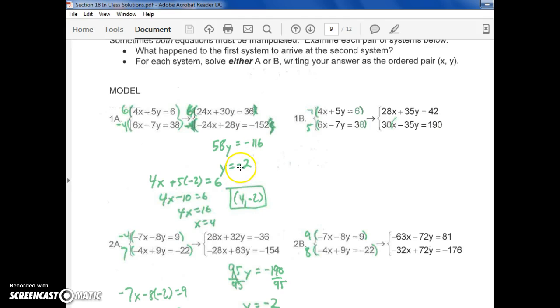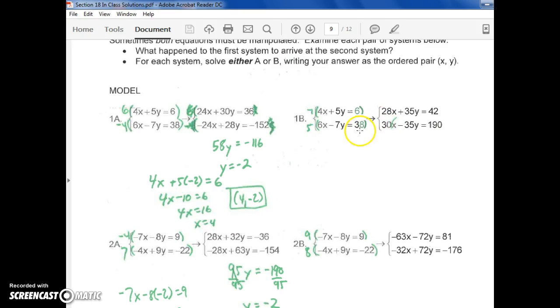I can take that negative 2, plug it in wherever I want to. I don't really want to plug it in over here though, because those numbers are pretty big. I don't want to deal with those. I really don't want to plug it in here either because of that negative. I'm a little scared of that, so I'm going to plug it into the top equation. And I've got 4x plus 5 times negative 2 equals 6. And solve it, and I get x equals 4.